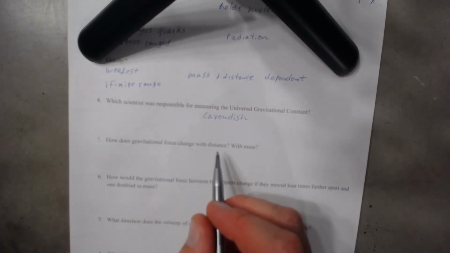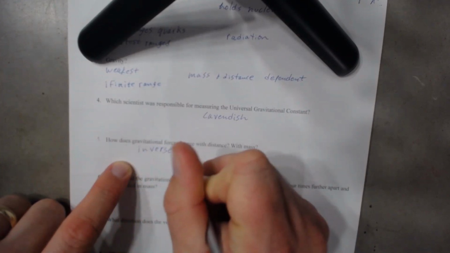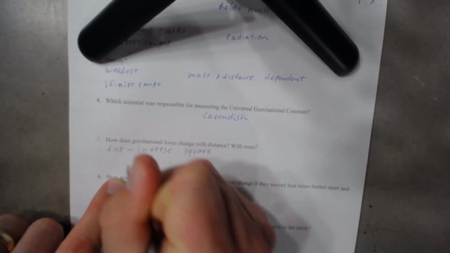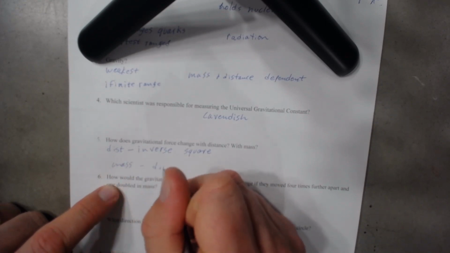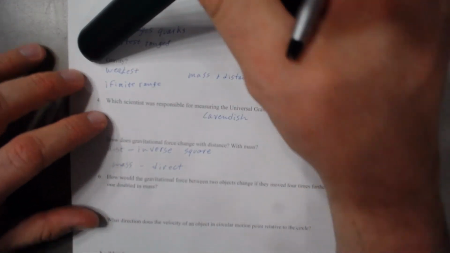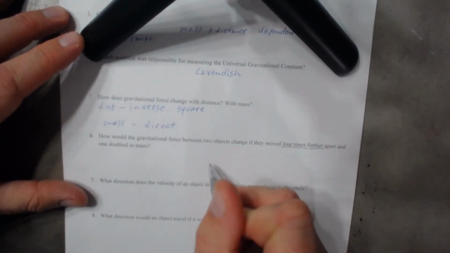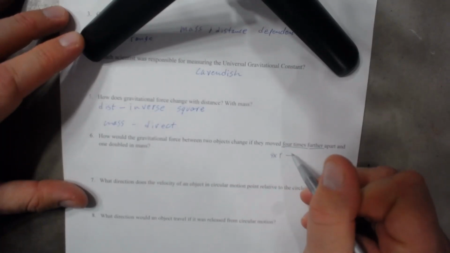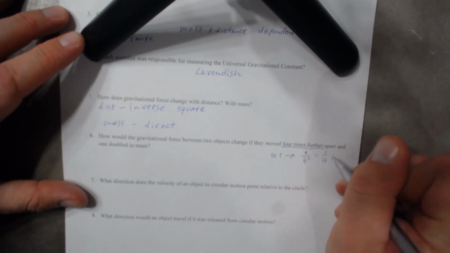All right, so how does gravitational force change with distance? Inverse square. And with mass, it's directly proportional. That means whatever you do to mass, you do to force. Okay, so looking at that one, if we moved an object 4 times further apart, well, that'd be 4 times what we think we did to r. That means that 1 over 4 squared, 1 over 16 times the force.